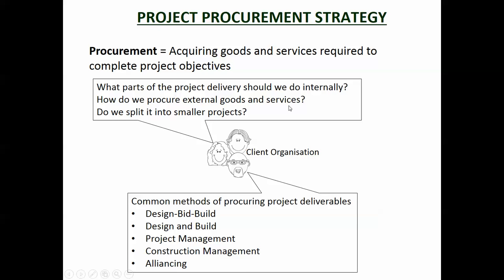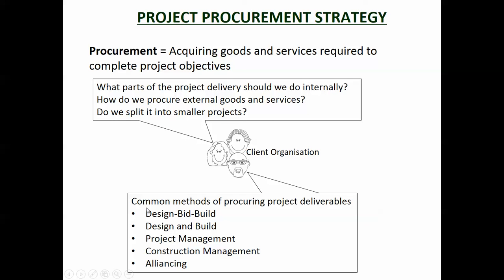Are we doing just quotes? Are we going to go to previous suppliers? Are we going to do a design bid build? Are we going to go out to tendering? All those sort of things. Do we split it into smaller projects, or do we just have one big project? So all those sort of things. How are we going to get it? How are we going to do that? What are we going to do internally, what are we going to get other people to do.